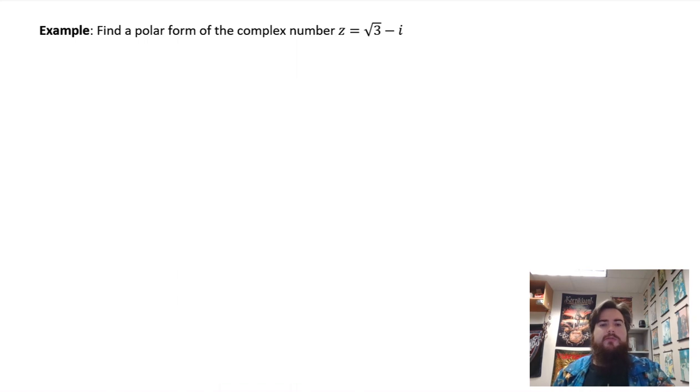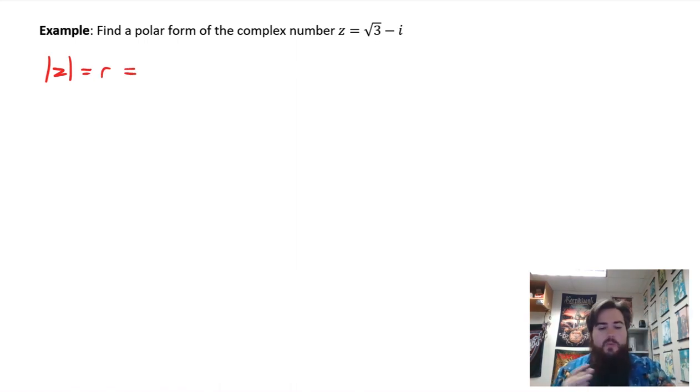In this example, we will find a polar form for the complex number, the square root of 3 minus i. In order to find the polar form, we need to find two things about this complex number. We need to find the modulus, which is either modulus of z or r, and we also need to find the argument of z.